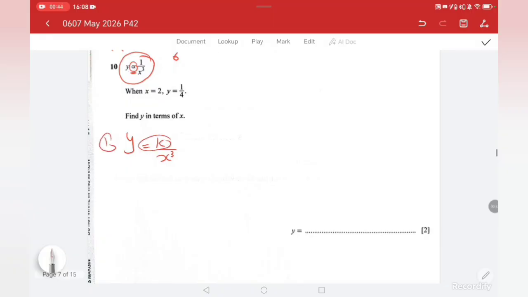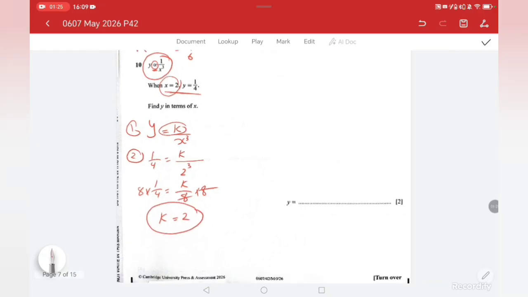This is step number 1. Usually step number 1 is to write the formula in terms of k. Step number 2, find k. How to find k? You need to use the initial values. Y is 1/4, and x is 2, so x cubed is 8. So in this case, 1/4 equals k over 8. You can divide both sides by 8, so k is 8/4, which is 2.